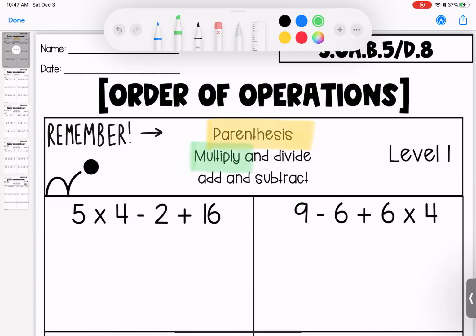Then we're going to multiply and divide. Remember that these are on the same level, so you're going to do them in the order that you see them. If multiplication comes first, you multiply first. If division comes first, you divide first. Same thing with add or subtract. We're going to do both in the order that they appear. Okay, so they are the same level. They happen at the same time. And with that, let's jump into our first question.